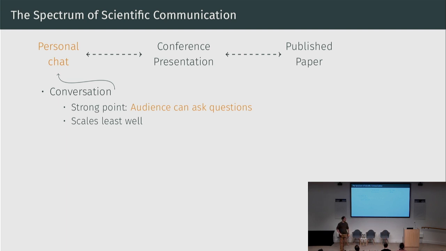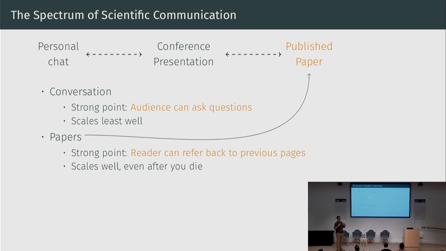Sort of at the other extreme is the scientific literature. You have a published paper, and there's no dialogue when you're reading a paper, but it does have another key advantage, which is that once you've written something down, you can go back and look at things. So if on page 15 there's some surprising claim about an equation, you can flip back and look at the equation on page 3 and figure out whether they were right or wrong. And the other thing is, papers actually scale really well. So even after I'm dead, you'll still be able to read my papers.